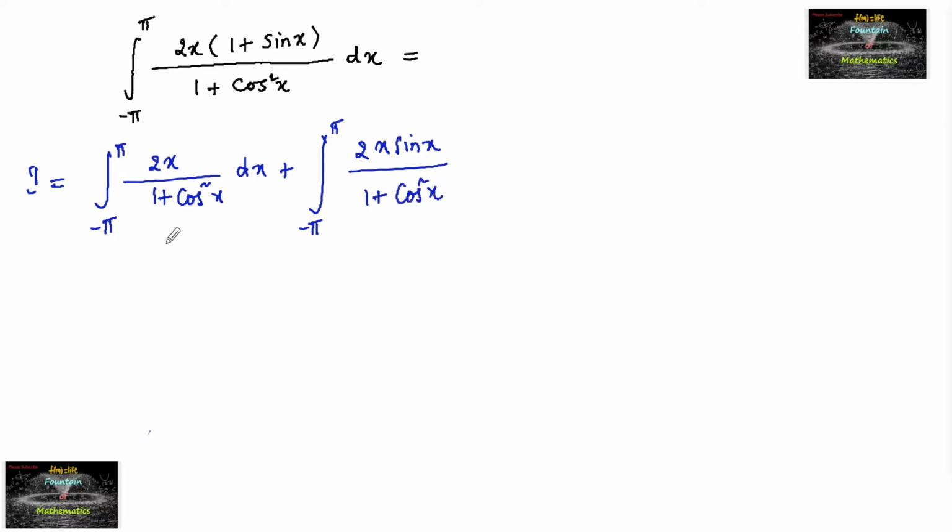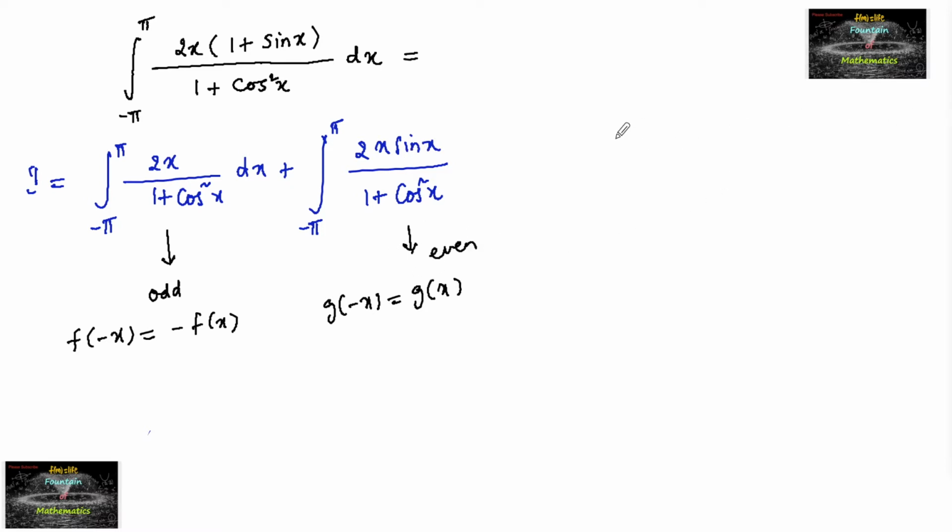So in this, the first part in the integral, 2x upon 1 plus cos square x, is an odd function, since if I consider f of minus x, replacing x with minus x, you will be getting minus of f of x. And for the second function, if I substitute x equal to minus x, we get g of minus x is equal to g of x, because minus x into sine of minus x will become positive, so it is an even function.